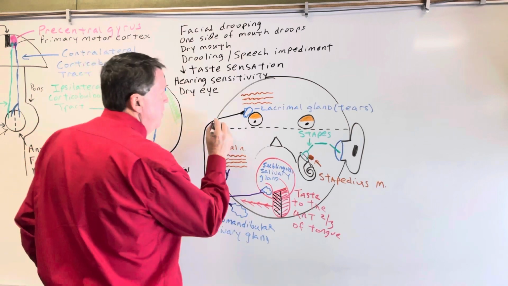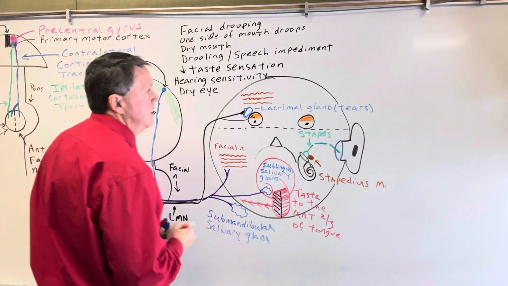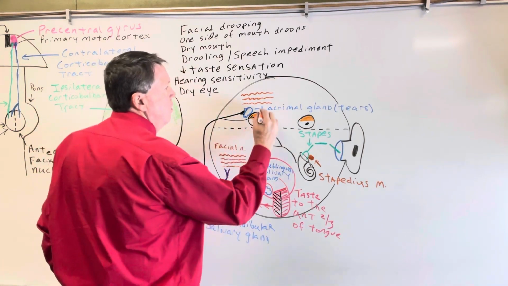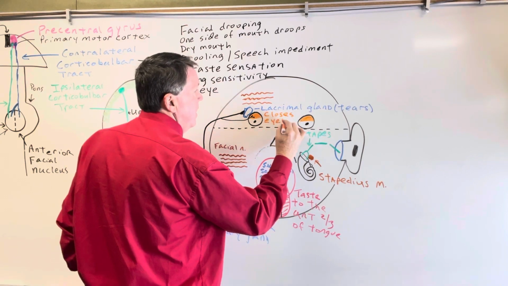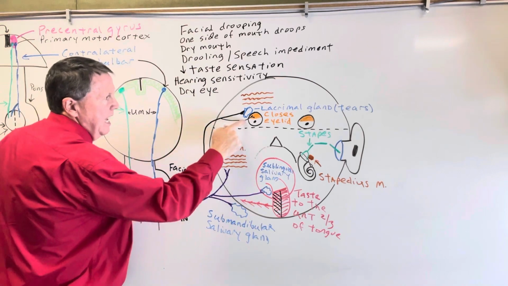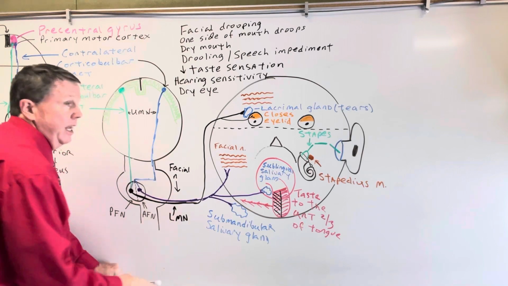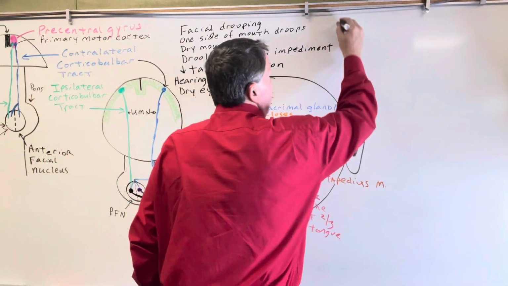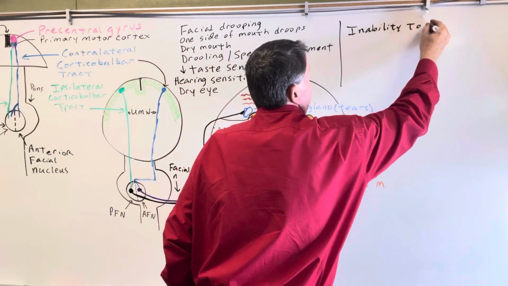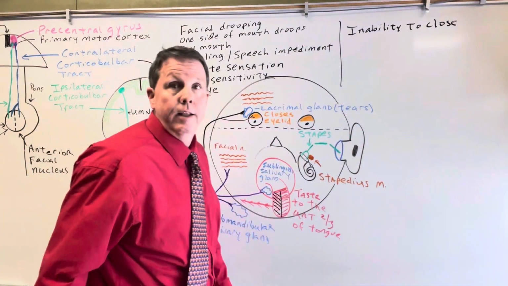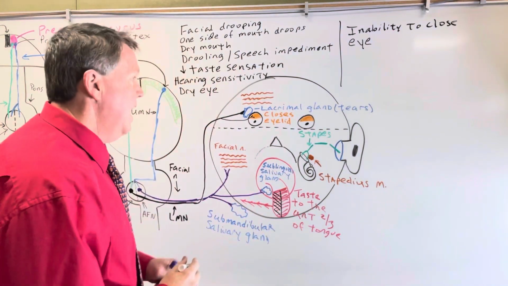The other thing that's going to happen is you're going to have a part of this that's going to go to the eyelid. So what this facial nerve does is it closes the eyelid. So what happens now is the nerve is damaged and I can't get innervation to that muscle that closes the eyelid, so there's going to be an inability to close the eye. All right, so there's an inability to close the eye, right?